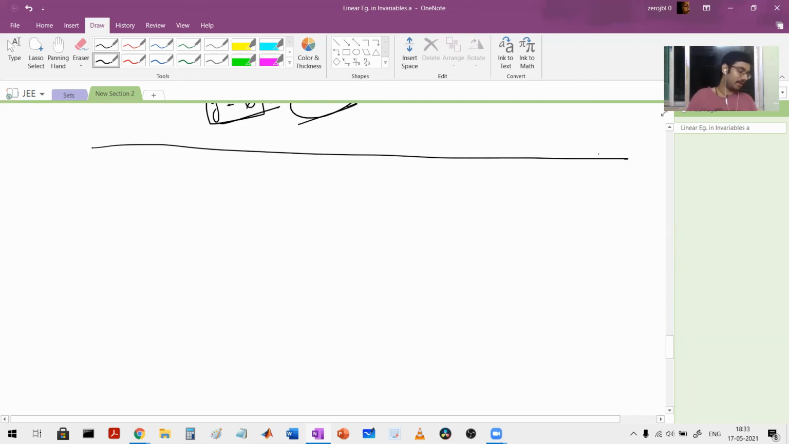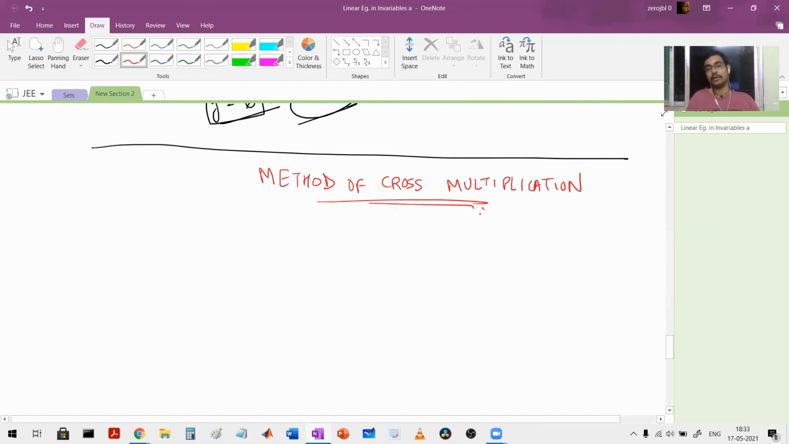Okay, now see, this is called the method of cross multiplication. This is very general, and in one line you can find the answer. That's why it is kept at the last. Method of cross multiplication. As I said, using this method you can find the answer in a moment. This is by far the most calculative method you can say.